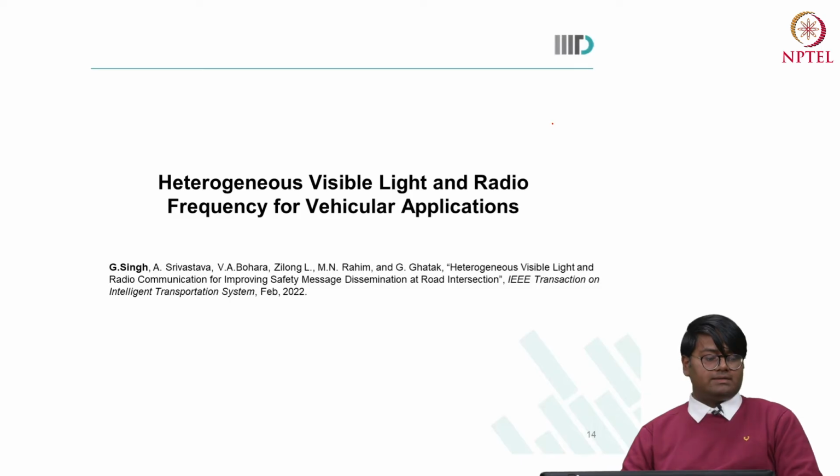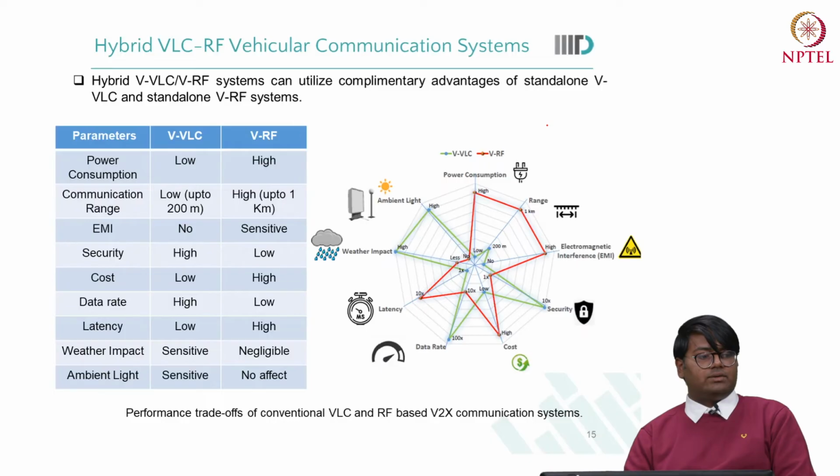Now let us see how hybrid visible light and radio frequency can be beneficial for vehicular applications. This concept of heterogeneous coexistence of VLC and RF has been widely explored in indoor environments. Likewise, in the vehicular environment as well, a hybrid VLC RF system can utilize the complementary advantages of a standalone VLC and a standalone RF system.